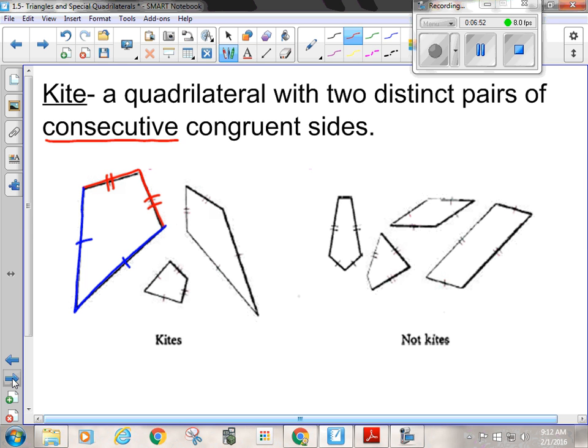Okay, you'll see in our not-kites, we have this one here. It has two pairs of consecutive congruent sides, but they're not distinct because they're all the same. So that's something we're going to talk about soon.